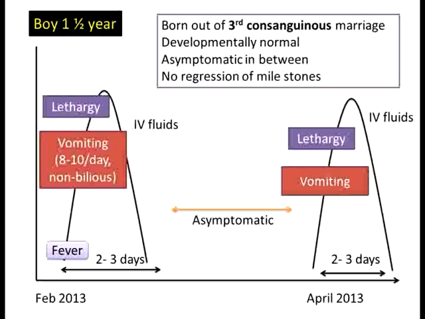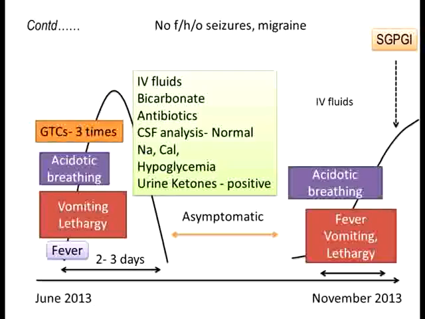This child was born of a third degree consanguineous marriage and was developmentally normal. In between the episodes, he was asymptomatic, and there was no regression of milestones after each of these episodes. And we can see these episodes recurring every 2 months. So there are a few further episodes.